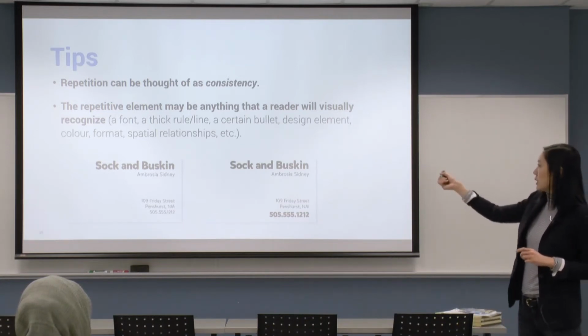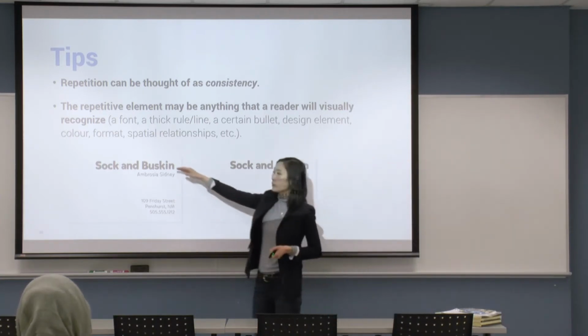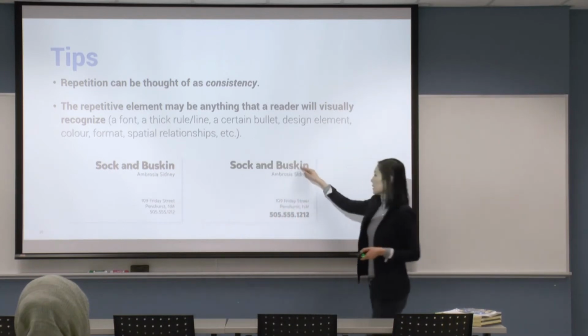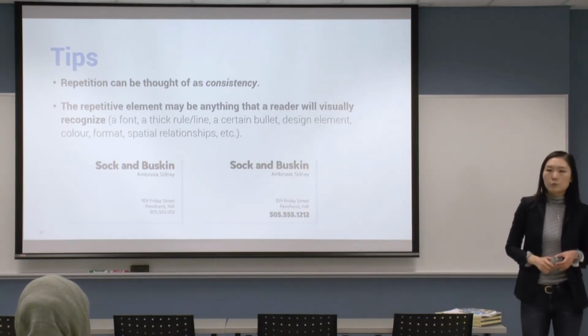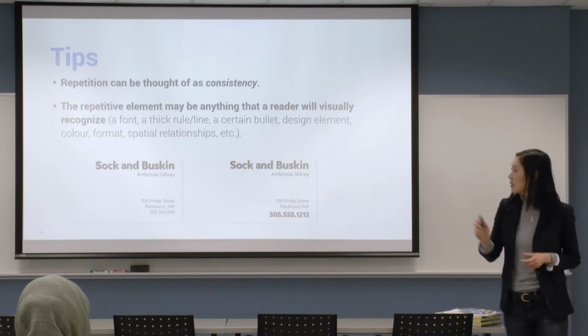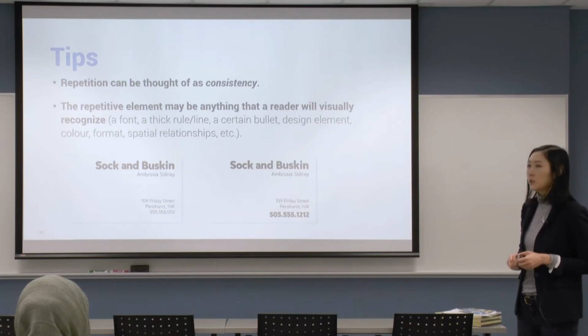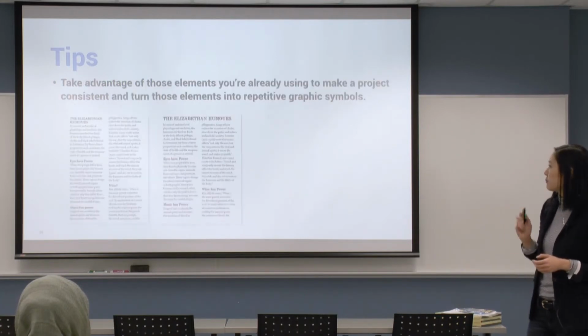So instead of reading from top to bottom, in this design I would probably read this, then this, then this, then this, right? Whereas in this one, I would want my phone number to really stand out. I could repeat an element I'm already using, and this would make a really consistent look.